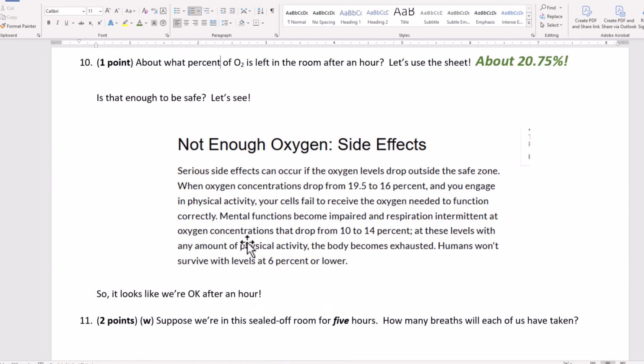All right, not enough oxygen. Serious side effects can occur if the oxygen levels drop outside the safe zone. All right, what's the safe zone? When oxygen concentrations drop from 19.5 to 16, okay, well, that's not a problem yet, and you engage in physical activity, which I don't think we'd be doing if we were stuck in a room, your cells fail to receive the oxygen needed. Okay, so we're good there.